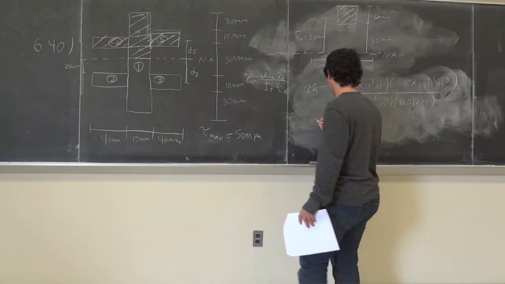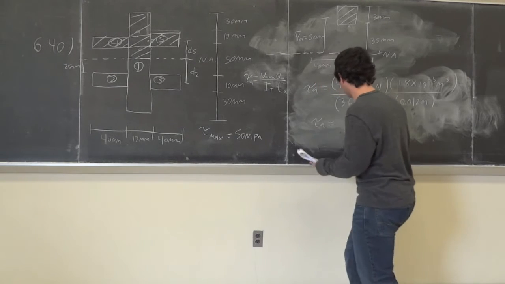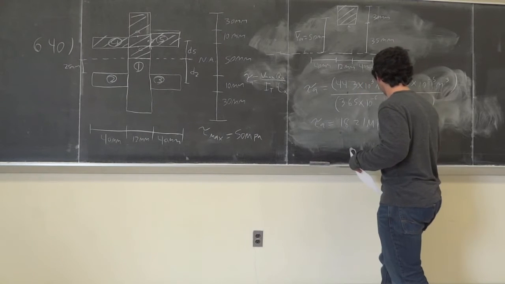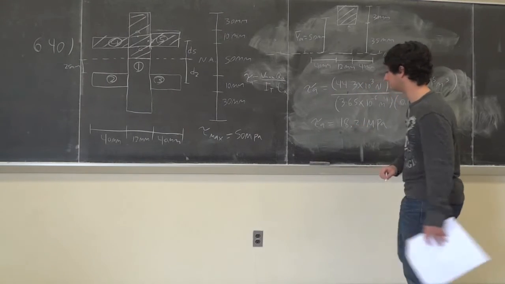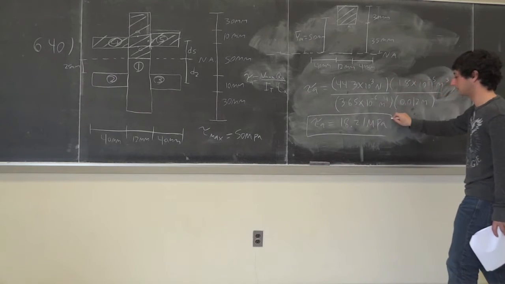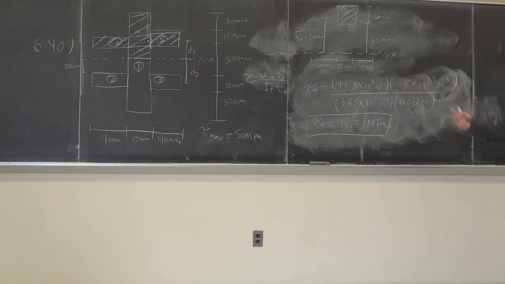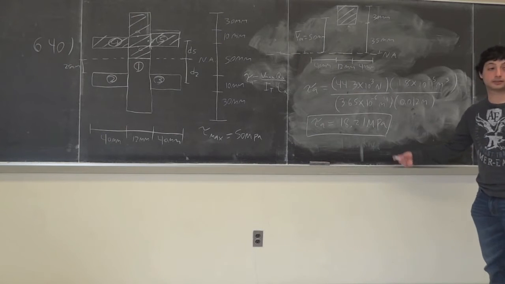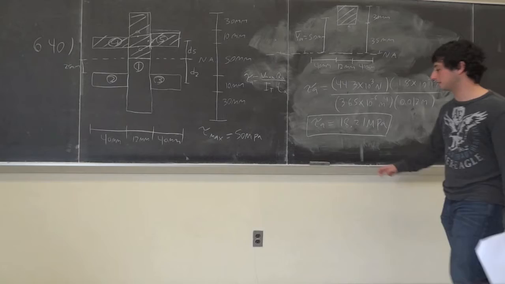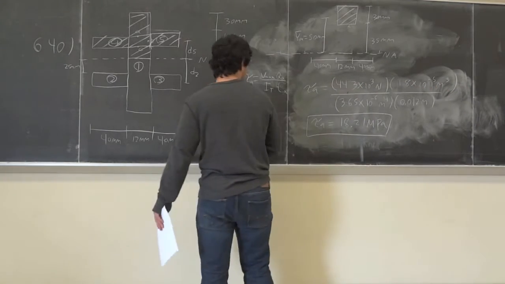Okay, so tau A is equal to 18.21 MPa. Okay, so that's the first answer, because I want to know the transverse shear in section A, and then B, and then C. Okay, so that wasn't that tough. Okay, let's find the transverse shear in section B.